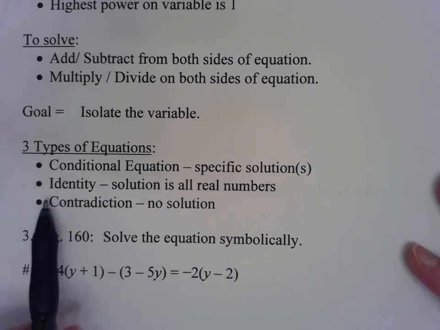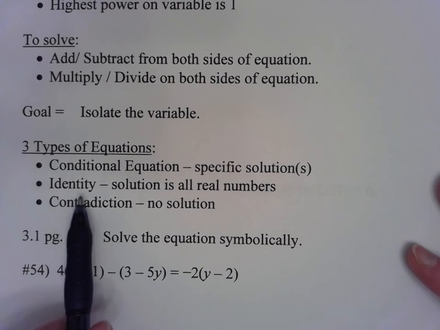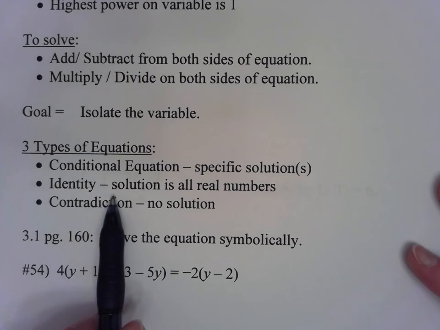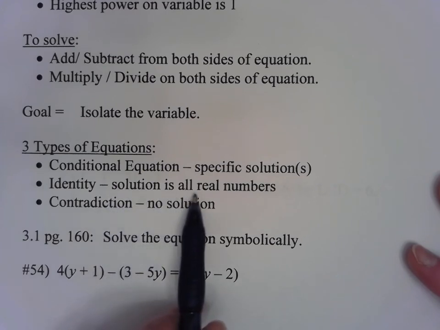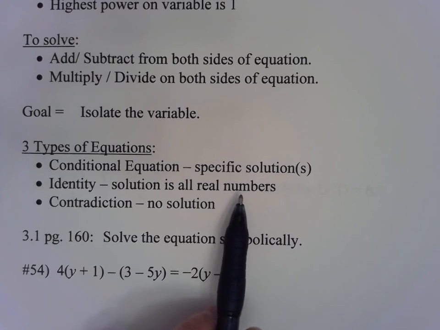However, there are some equations out there that could fall into the second two categories, first of which being the identity. If it's an identity, basically that just means that both sides of the equation are equivalent, which means that no matter what number we plug in for the variable, we're always going to have the same value on both sides. And so we would say that the solution is all real numbers because any number would work.